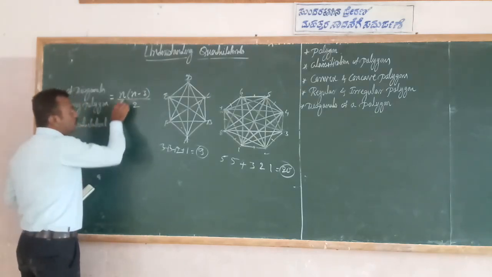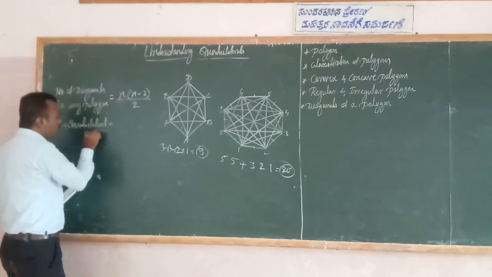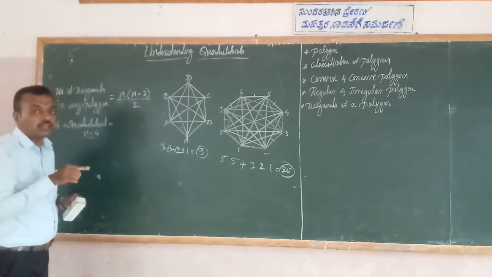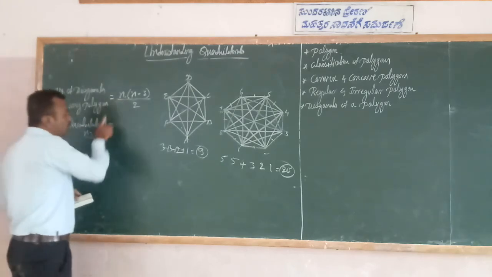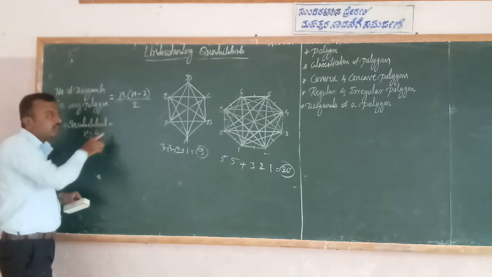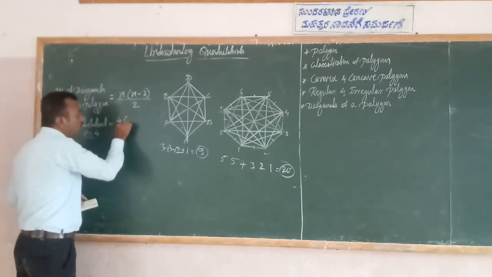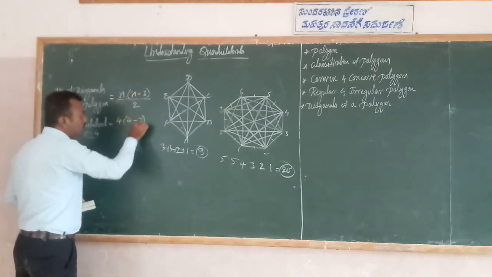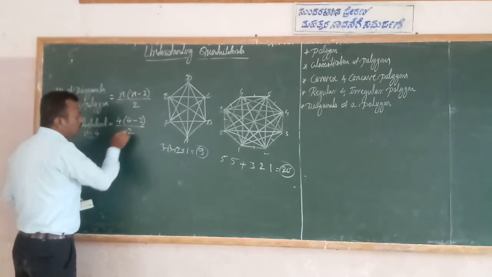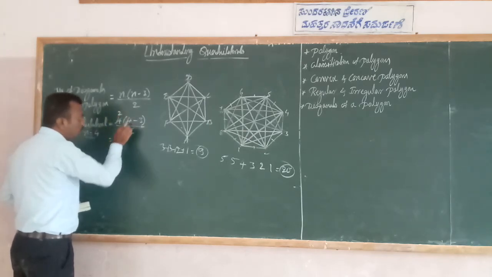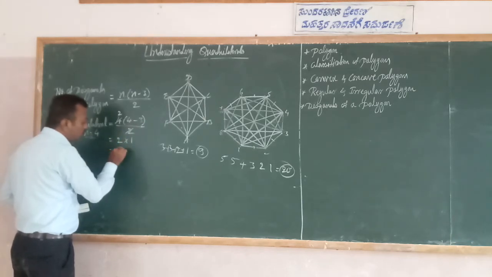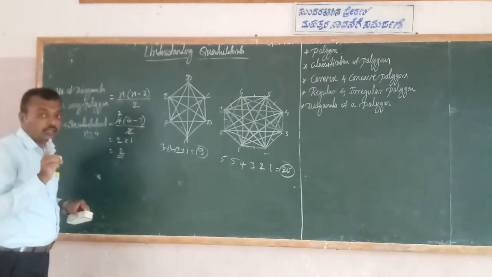So n means how much? n is equal to 4, the number of sides in the polygon. In a quadrilateral, how many sides are there? 4 sides. That's why n is equal to 4. That n value you have to substitute in the formula. So 4 into 4 minus 3, upon 2. Now 2 ones are 2, 2 twos are 4, remaining 2. 4 minus 3 becomes 1. So 2 into 1 is 2. Is it right? 2 diagonals in the quadrilateral.